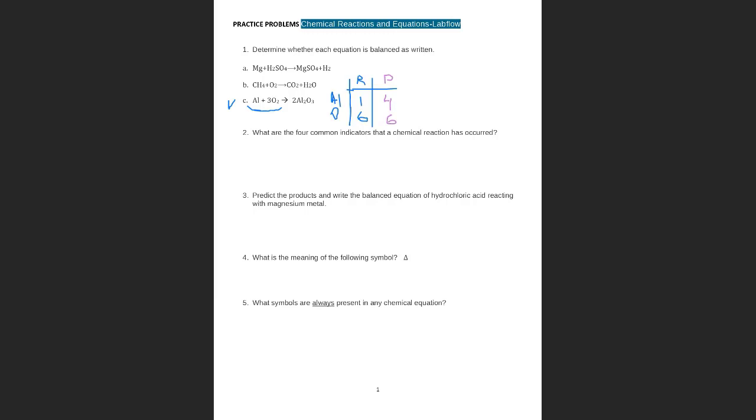So what do I need to do? If I have 4 aluminum here, I need to have 4 here. I have to put a big coefficient 4 there. And now the equation is balanced. Does it make sense?